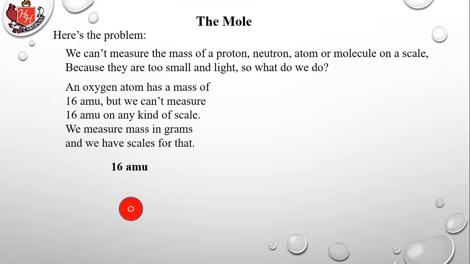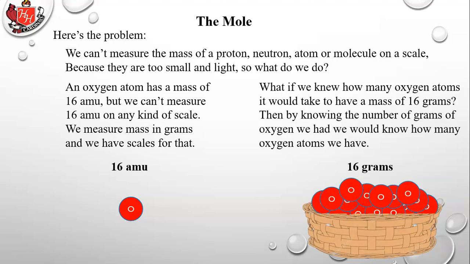Well, an oxygen atom has a mass of 16 atomic mass units. So you know that oxygen, if you look at your periodic table, has 16 protons and neutrons. It has 8 protons and 8 neutrons. And each proton and each neutron has a mass of 1 atomic mass unit. So if you add up the 8 and 8, that's 16 atomic mass units for an oxygen atom. But we can't measure 16 atomic mass units on any kind of scale. We measure mass in grams. The scales that we have in the classroom are calibrated in grams. So we have scales for that.